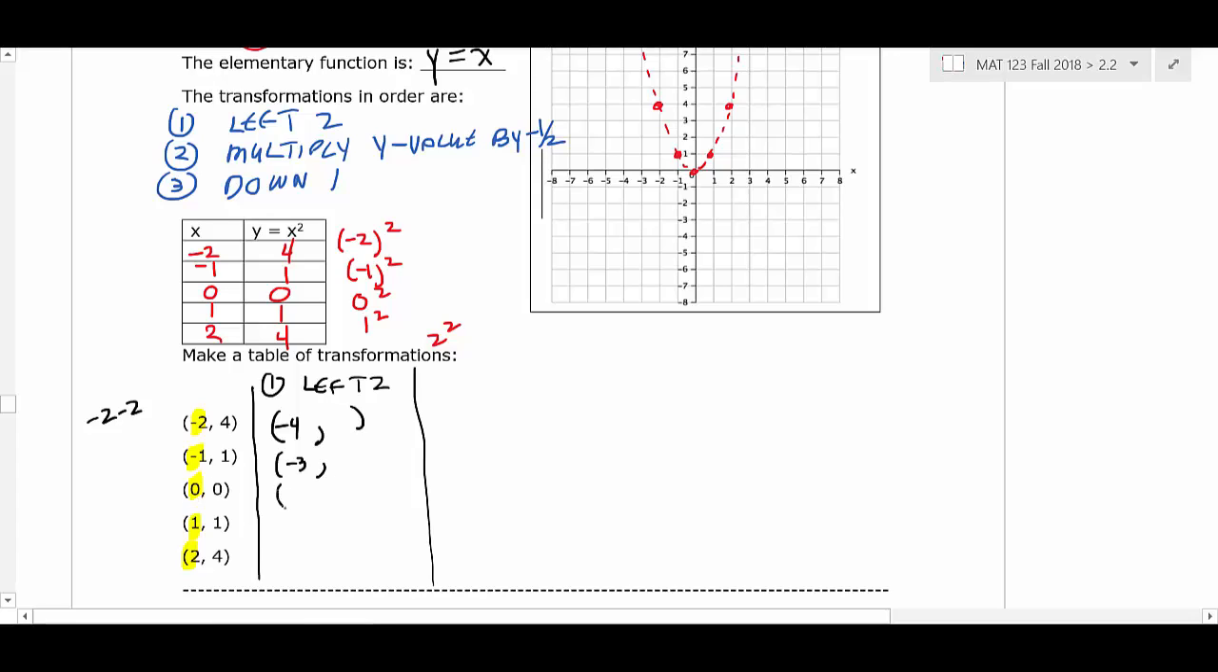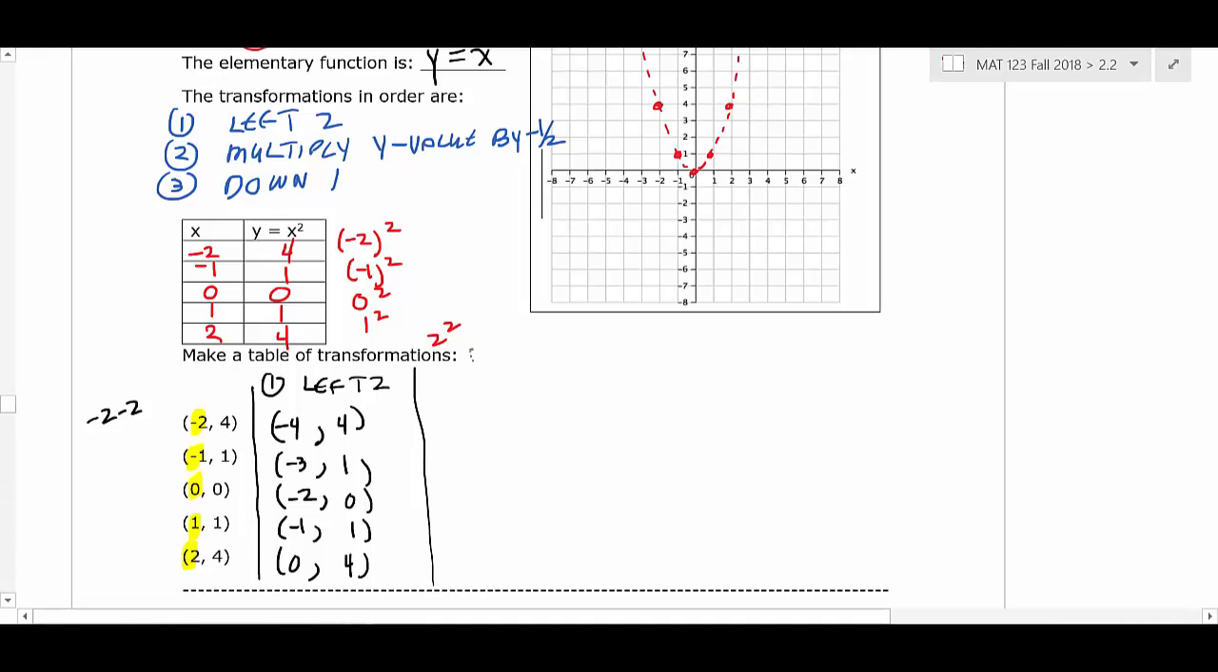0 to the left 2 is negative 2, and you'll start seeing a pattern here. 1 left 2 is negative 1, and then 2 left 1 is 0. So I'm taking all those x values and making them smaller, but I'm not going to change the y values. I'm not ready to do that yet. So I just write those things down there. Step 1 is all those points get moved to the left 2. Everybody understand what I did there?